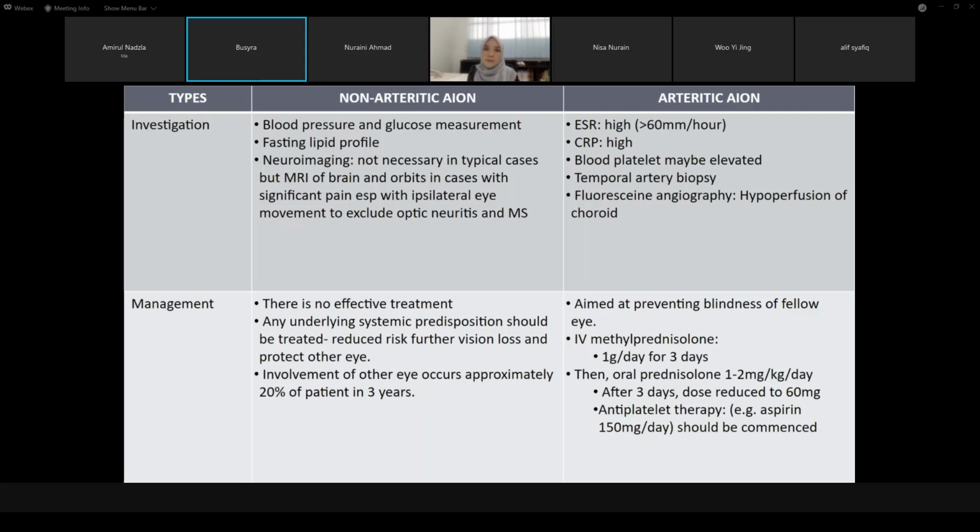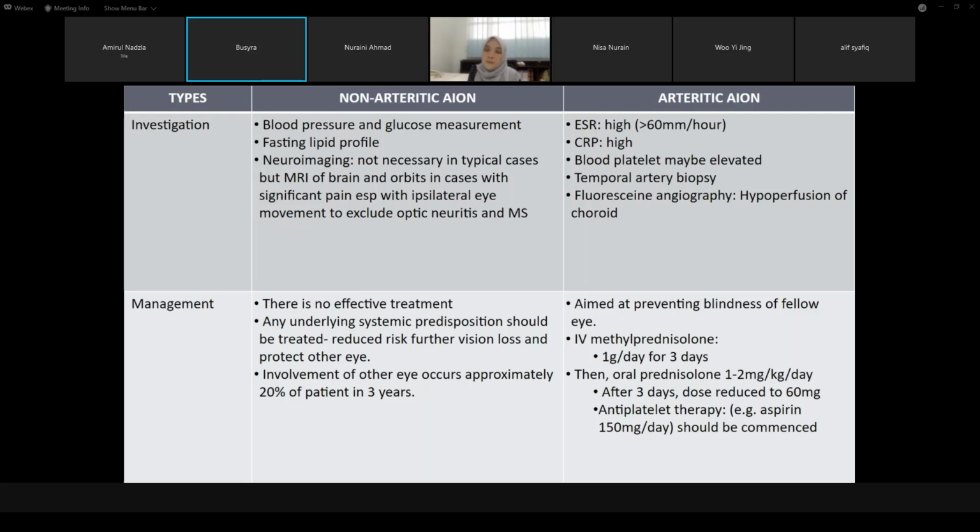Other tests will also include the platelet count for possible thrombocytosis. Superficial temporal artery biopsy is also recommended if arteritis is suspected. With positive biopsy findings, we will see intimal thickening and chronic inflammation with giant cells, which is positive for GCA. Fluorescein angiography can also be used to confirm the diagnosis of arthritic ION. It will show hypoperfusion of the choroid, which means that there is delayed choroidal filling.